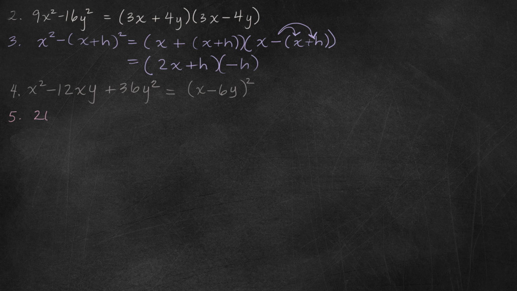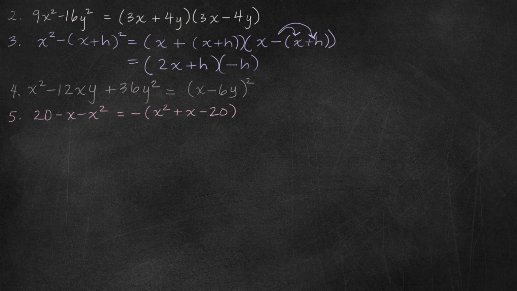Number 5, 20 minus x squared. I usually prefer to factor when the leading coefficient is positive. So my first step here is to factor out a negative 1, and then I will rearrange the terms so the exponents appear in descending order. And then factor x squared plus x minus 20.